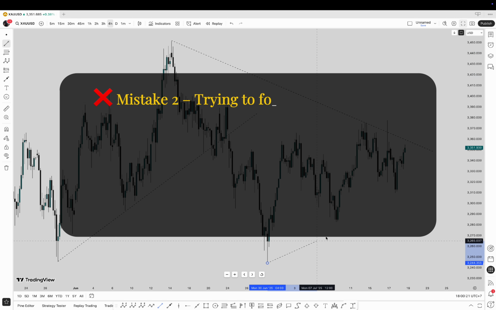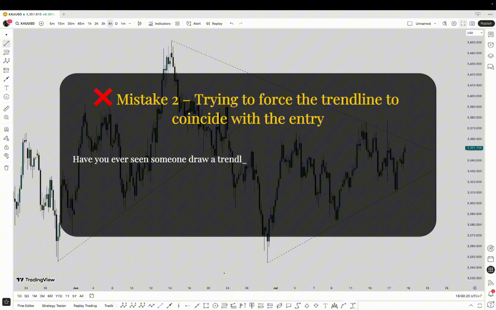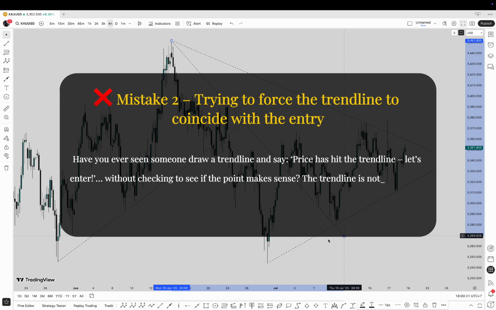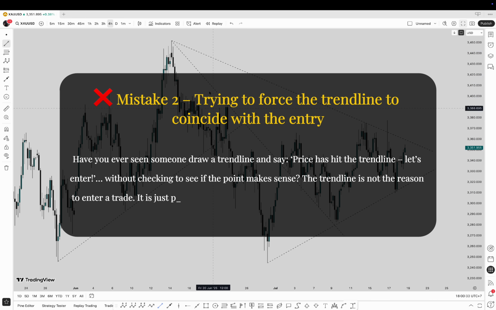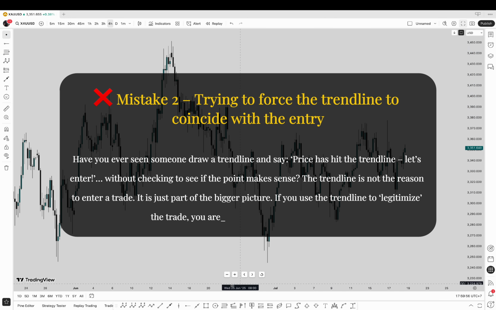Mistake 2. Trying to force the trend line to coincide with the entry. Have you ever seen someone draw a trend line and say, price has hit the trend line, let's enter, without checking to see if the point makes sense? The trend line is not the reason to enter a trade. It is just part of the bigger picture. If you use the trend line to legitimize the trade, you are using it for the wrong purpose.